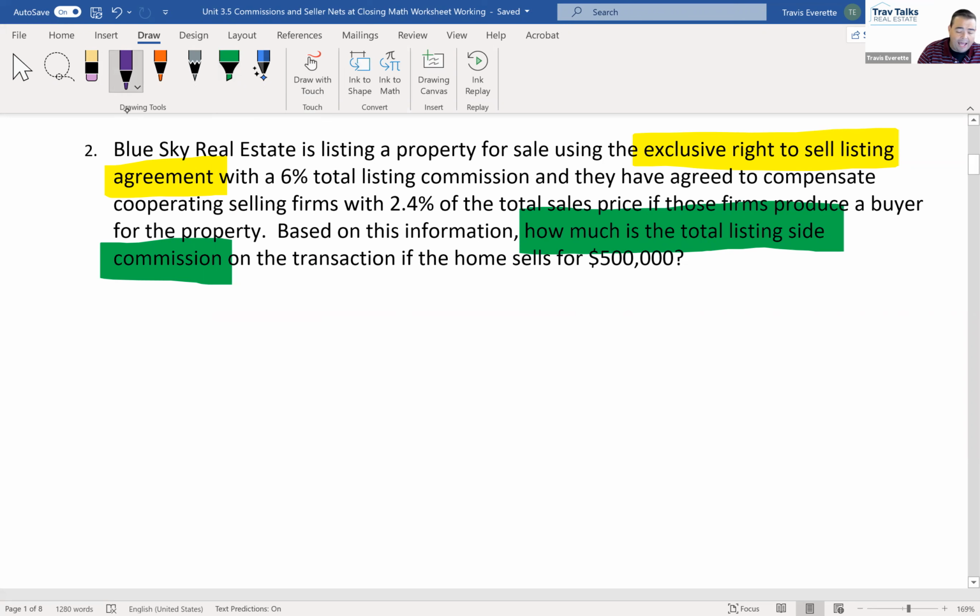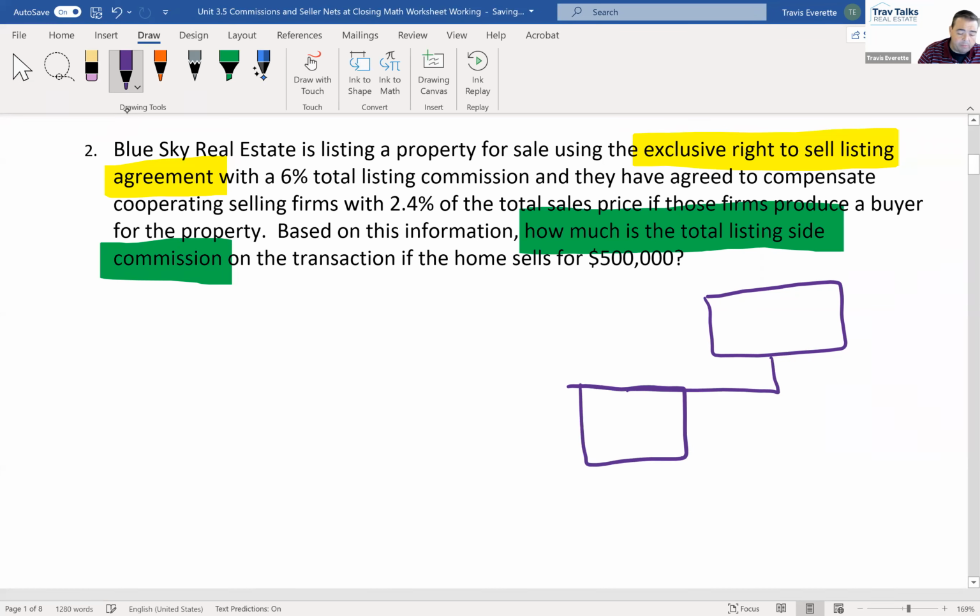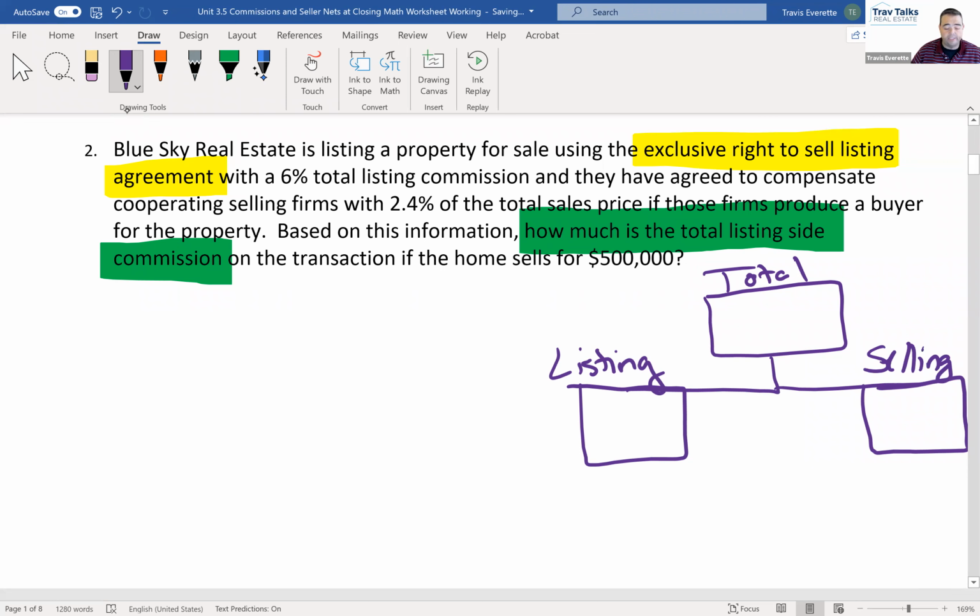Here's what I know. I know that they're going to want me to split this commission into two pieces. Because they're asking me about one side, I'm going to need to split the total commission into a listing side, which I always put on the left, and a selling side, which is the opposite of the listing side of the transaction. So I may as well go ahead and write that down because they're asking me about a listing side. When they're asking about one side or the other, you automatically jump to the conclusion, okay, I'm going to have to split this up.